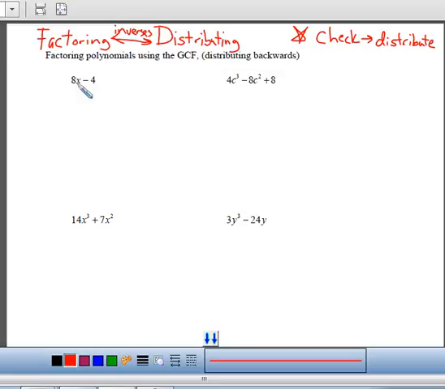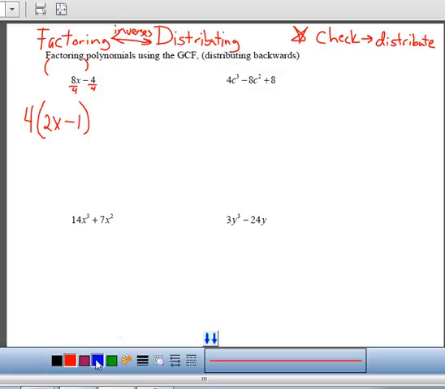Alright, so 8x minus 4. So factoring, by the way, factoring means I need to have an answer that is in parentheses. So I look at 8x and I look at 4 and I see, is there anything that both of these terms can be divided by? And there is, 4. So what happens when I divide them by 4? I get 8x divided by 4 is 2x, and minus 4 divided by 4 is 1.